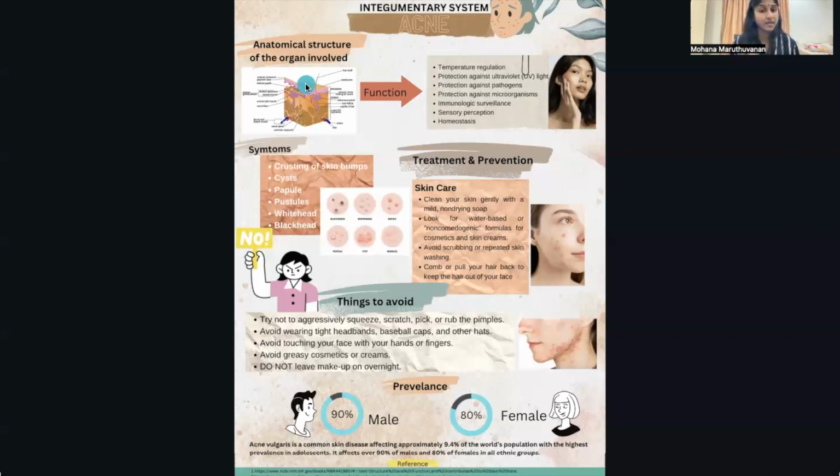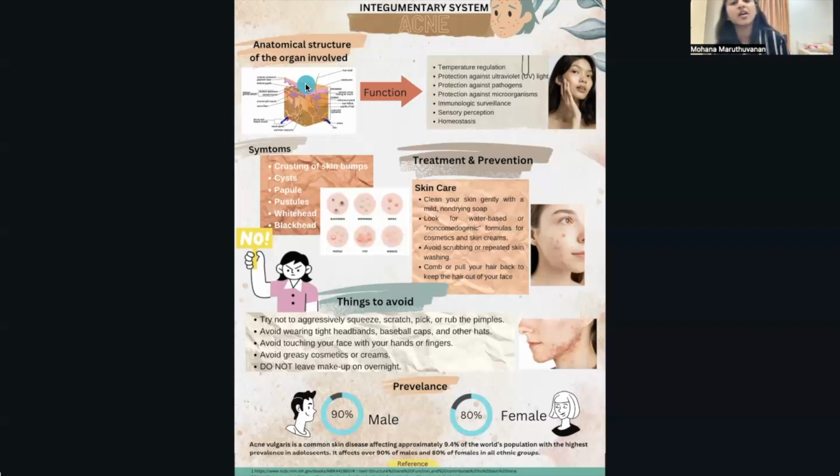Apart from that, we also have redness around skin eruptions, whereby when there are pustules, there will be redness around the skin eruption, which for some people might be irritating as well. So that is also a symptom. Apart from that, scarring of the skin, whiteheads and blackheads. Whiteheads and blackheads commonly can be seen around the T zone, especially on our nose and also on the chin part. Let's see what are the treatment and prevention of this disease.